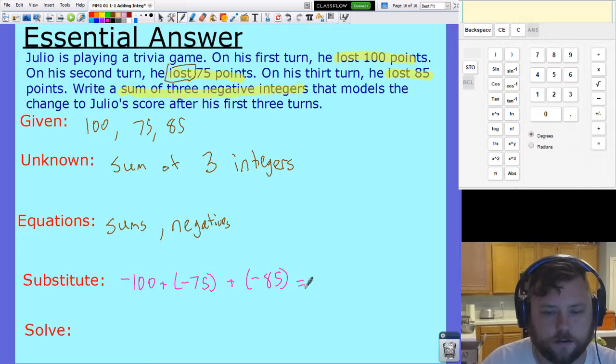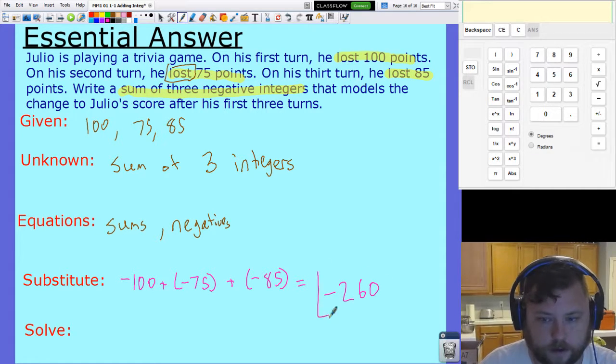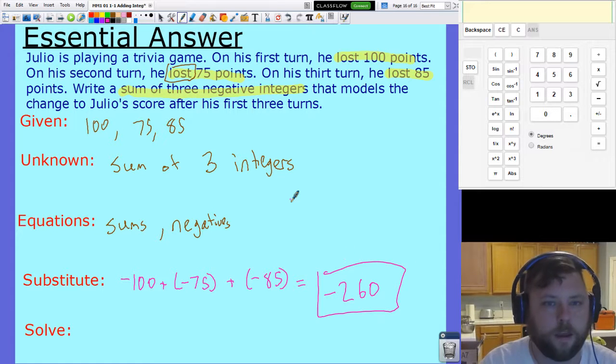If you add those numbers up, notice you just add them all up first so we can put a negative sign afterward. So 100 plus 75 plus 85. And if you do that math, you are going to end up with negative 260 points as your answer. That's it.